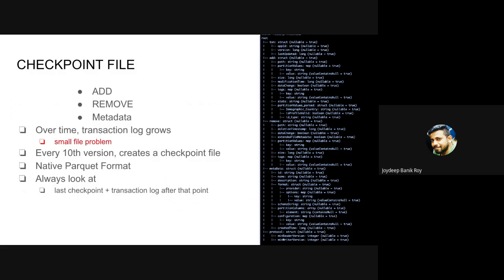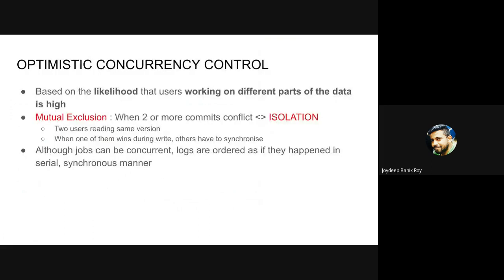Okay, the data, as you process it, when you call an action, it gets processed, right? But these transaction logs are already there in your cache. So like I said, always look at the last checkpoint plus the transaction log after that point. So this is more or less about the checkpoint file. This is a way of handling it. Next, we'll move to optimistic concurrency control: how Spark enables that and what problem it solves.